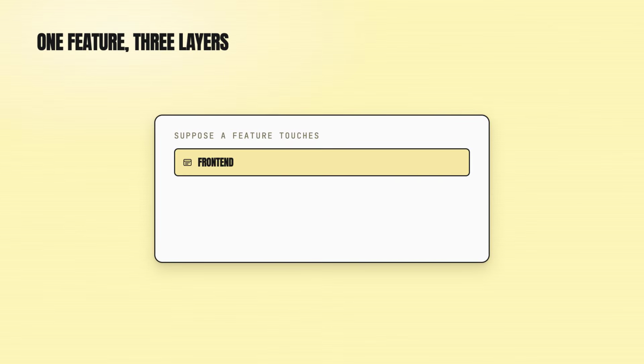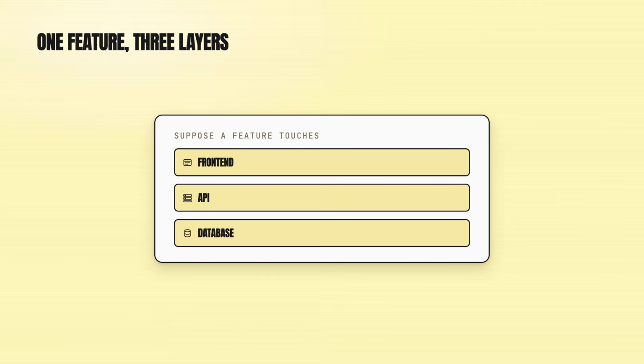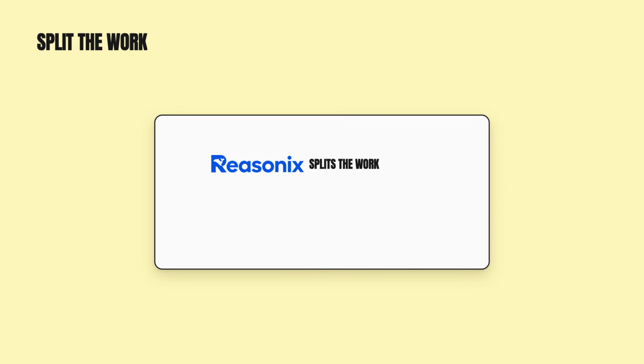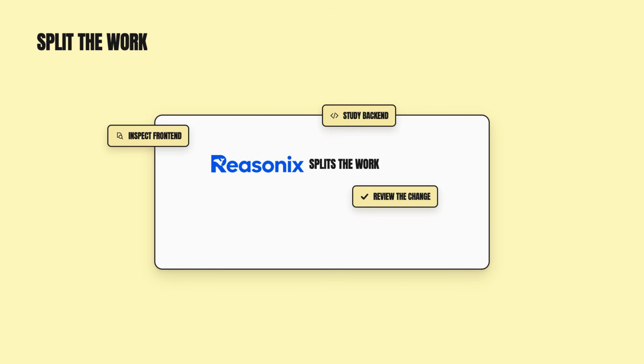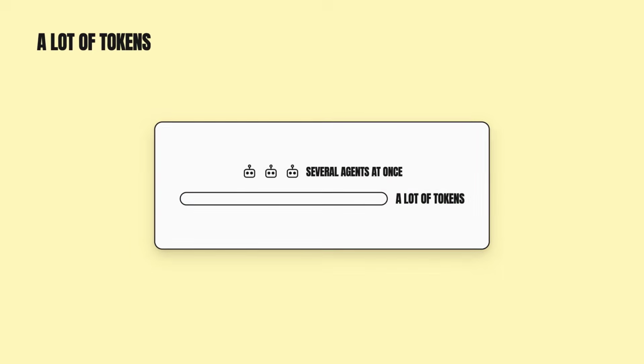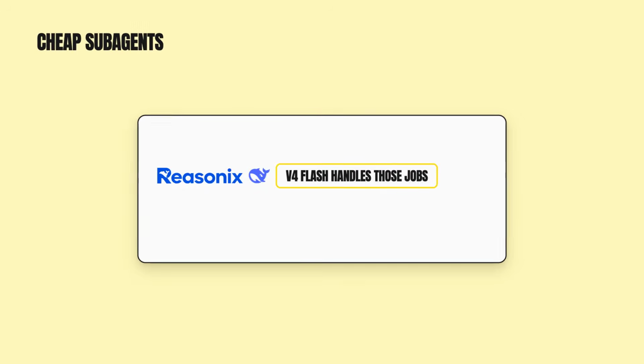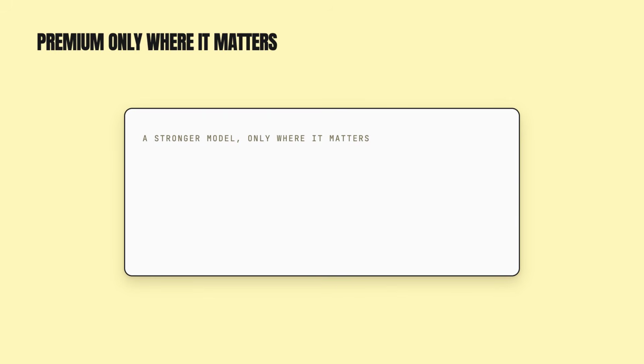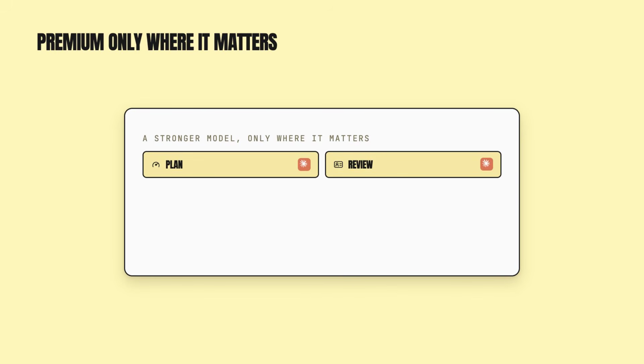Suppose a feature touches the front end, the API, and the database. Reasonix can split that work between subagents. One can inspect the front end, another can study the back end, and a third can review the final change. This can use a lot of tokens because several agents are working at once. With Reasonix, V4 Flash can handle those jobs without making every subagent expensive. You can also use a stronger model for planning or final review, while Flash handles most of the volume.